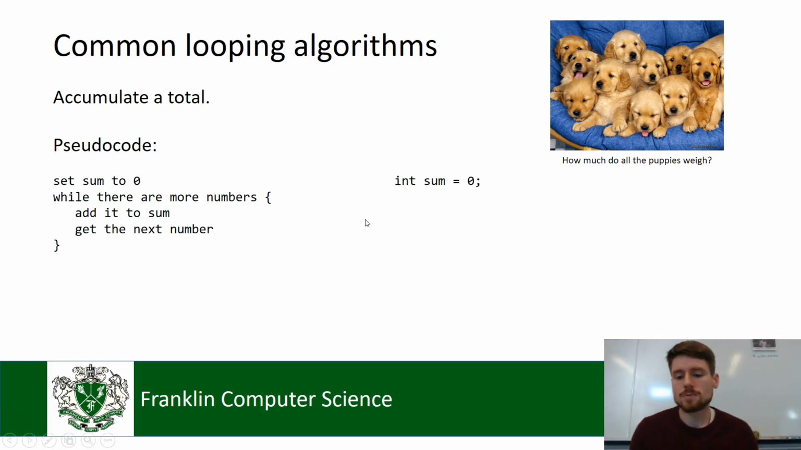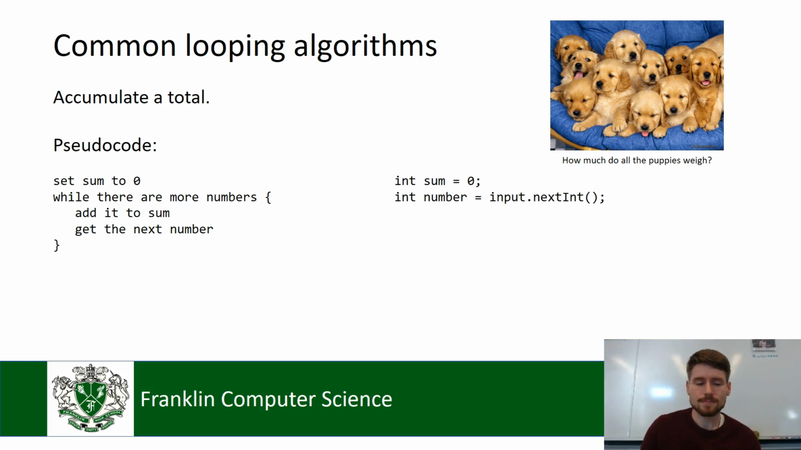So in Java, this is what it looks like. We start our sum variable at 0. So sum starts off at 0. We'll get the next number from user input, or the first number rather. Sorry, this is the first number from user input.